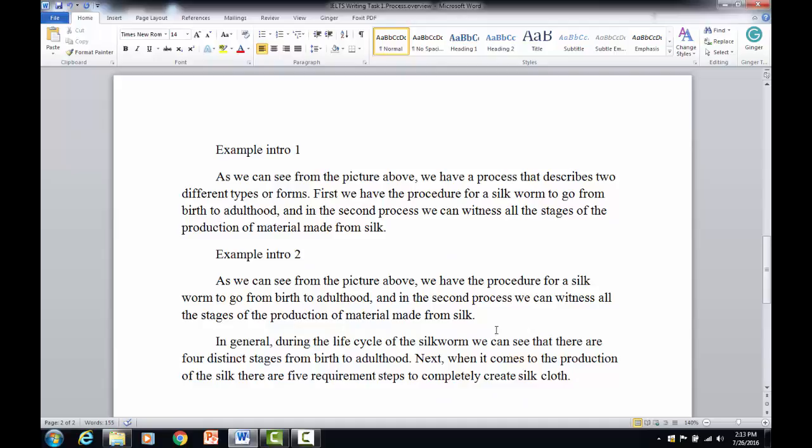During the life cycle of the silkworm, we can see that there are 4 distinct stages from birth to adulthood. Next, when it comes to the production of the silk, there are 5 required steps to completely create silk cloth, right? That's it. That's our general overview.